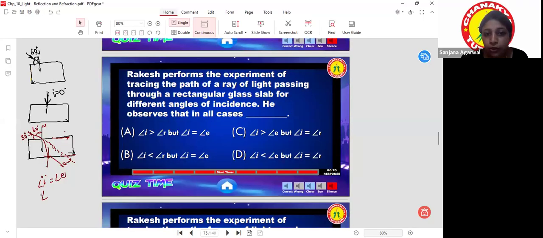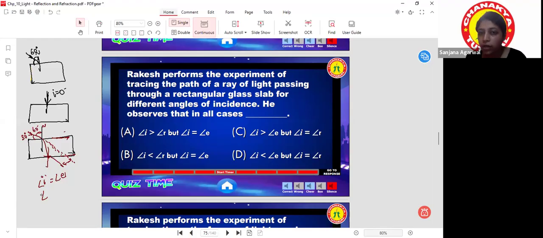Next, Rakesh performs the experiment of tracing the path of a ray of light passing through a rectangular glass slab for different angles of incidence. He observes that in all cases, I will be greater than R, but I equals E. Okay, let us read the question again.